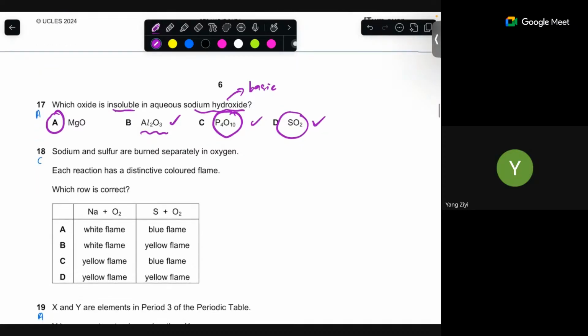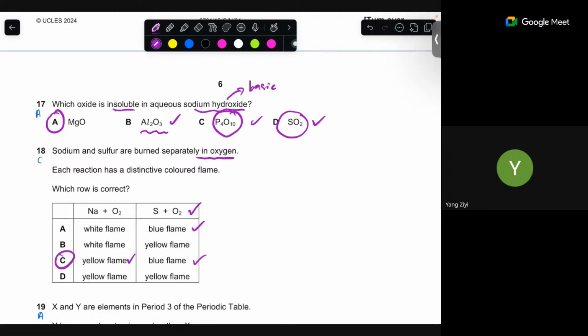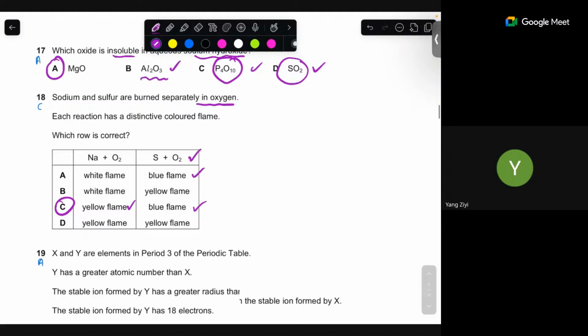Okay, 18. Sodium and sulfur are burned separately in oxygen. Yeah, if you memorize the colored flames, this one will be very easy for you. So sulfur, please remember, blue flame. And then sodium, please remember, sodium is yellow flame. So the answer is going to be C. This one requires your memory. But definitely blue flame you should know. Sulfur is blue flame.